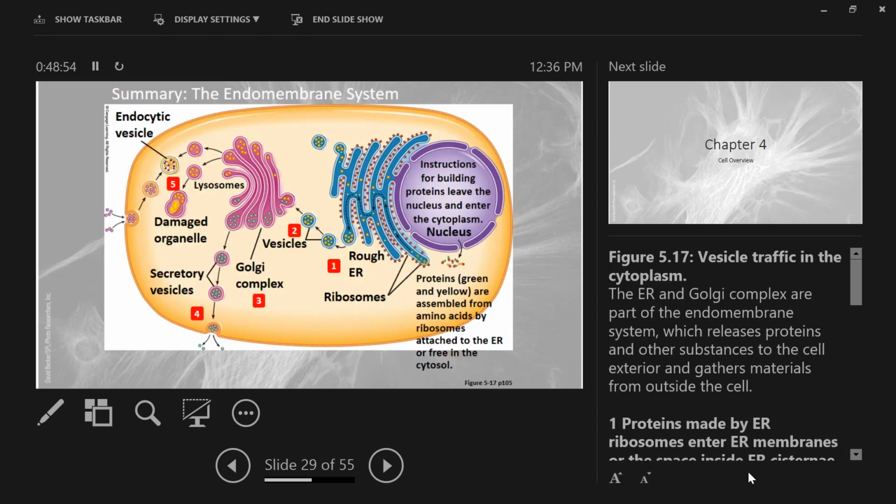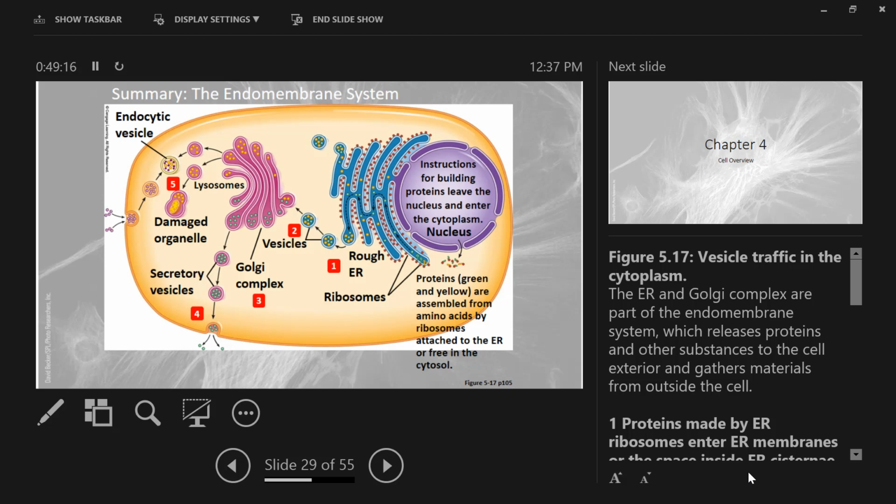And so here is an image from your text. Is this from your text? No, this can't be from your text. This is from another text. This is a good one, but you have these slides. They're on Canvas, so even though this isn't in your textbook, you have access to it, because this is a good one. And it shows you the endomembrane system, and it shows you the order of materials.